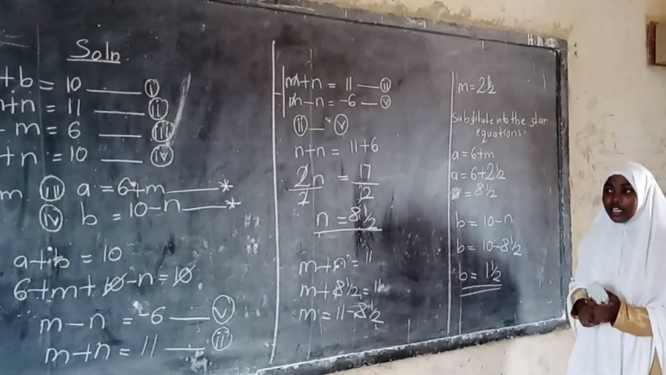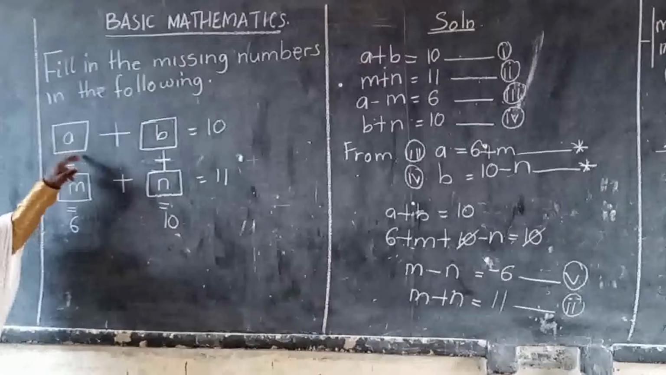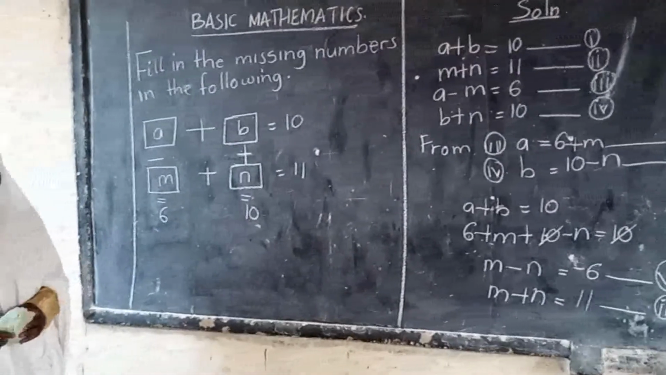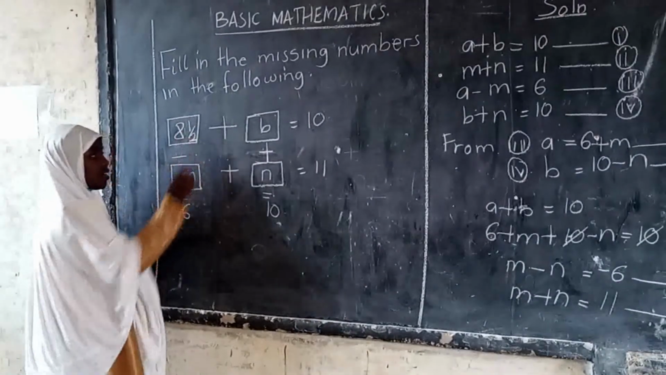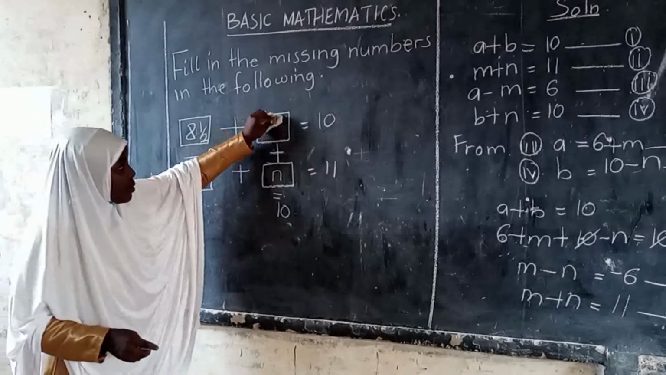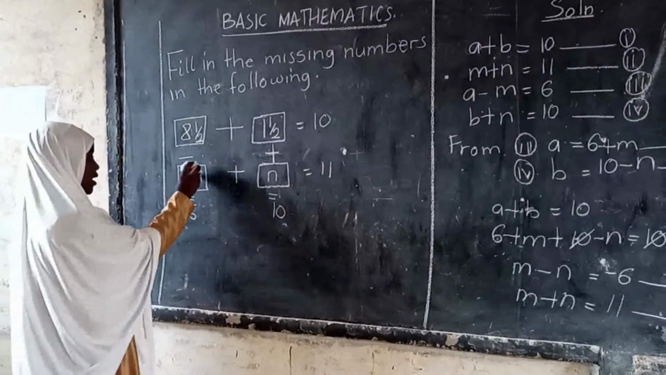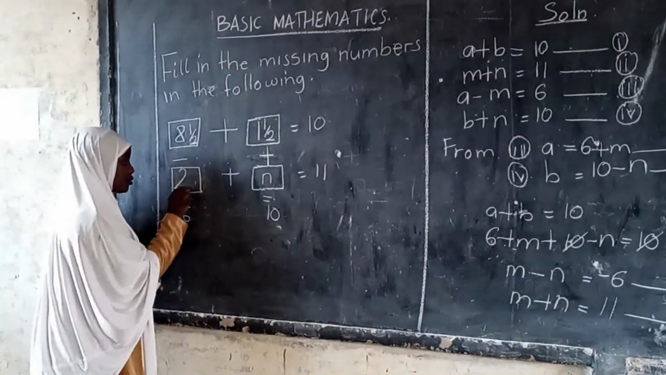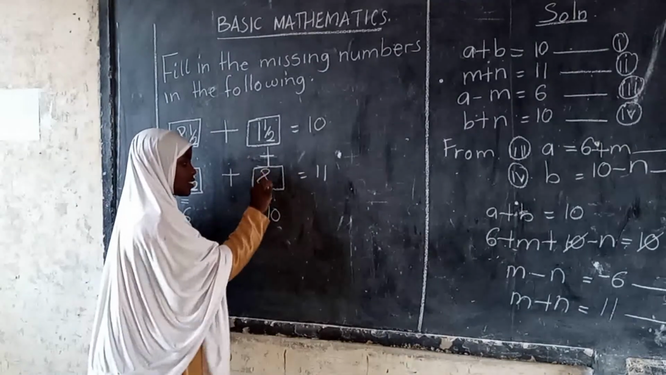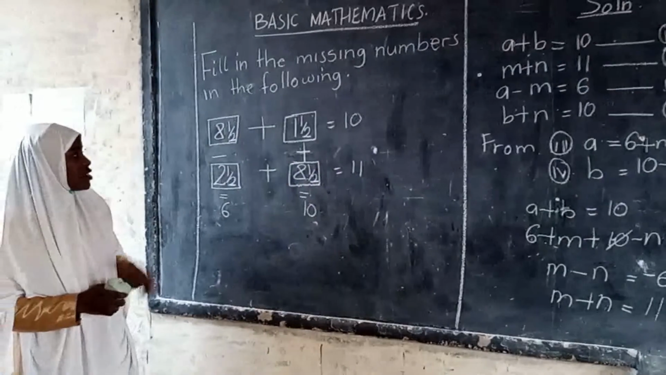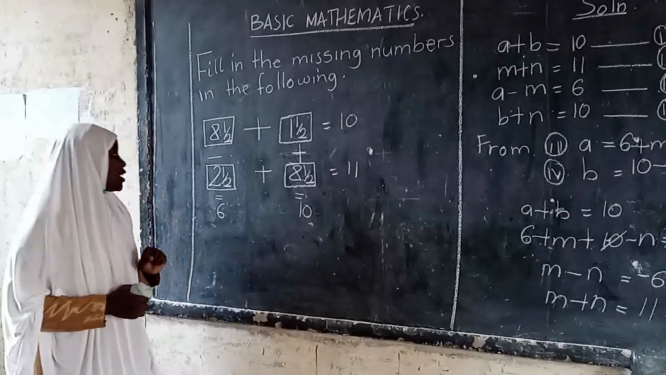After getting the values of all of these, we are going to substitute them in our question as it was demanding. So we go back to our question as it was. Here it is A plus B. And what is our A? Our A is 8.5. And what is our B? B is equal to 1.5. Our M is equal to 2.5. Our N is equal to 8.5.